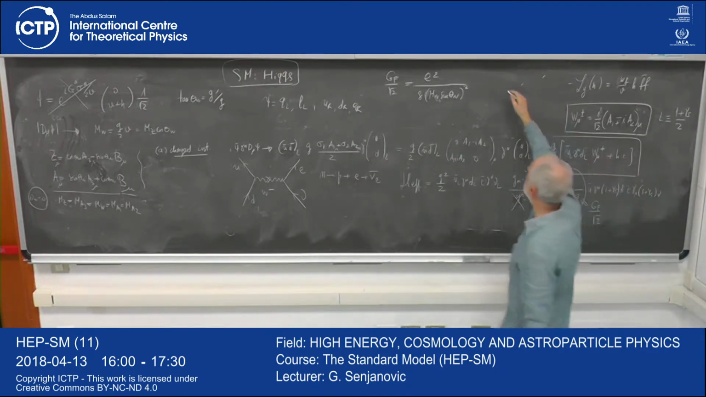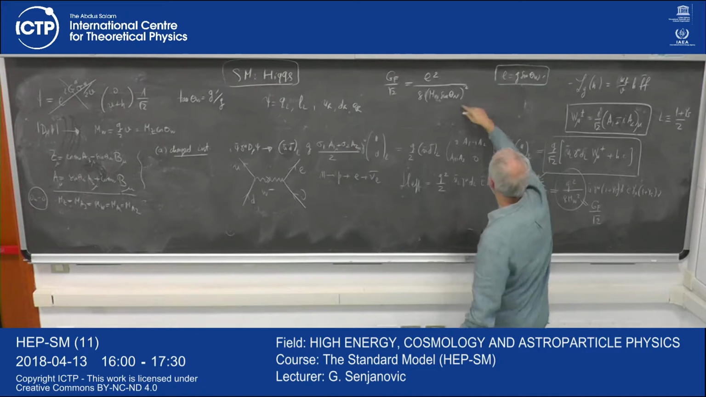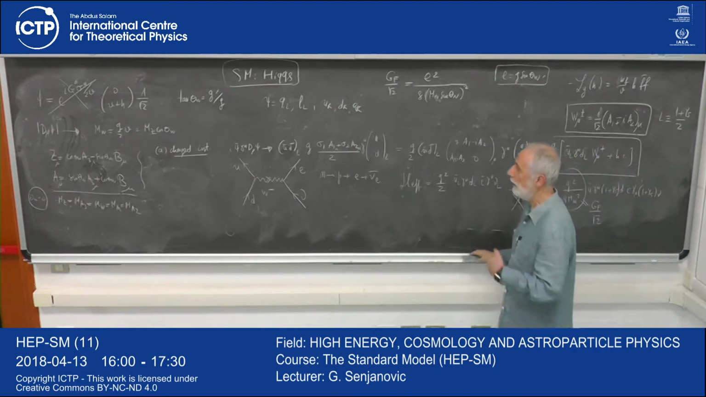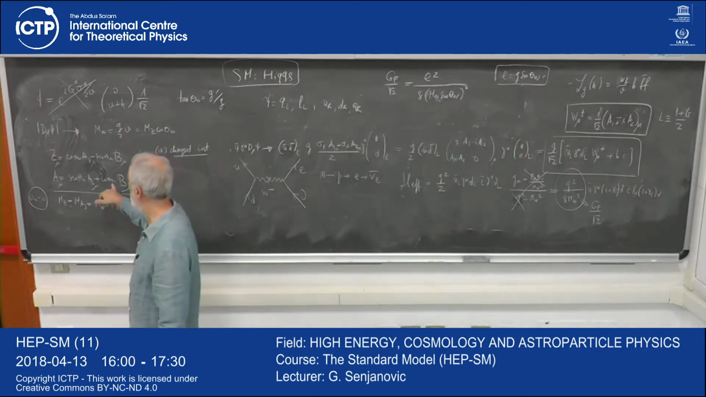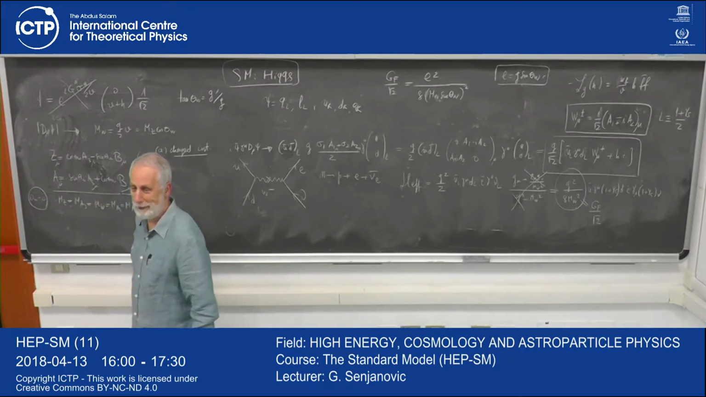I'm using the fact that E is G sine theta W. Let's keep this here, let's rederive this. Okay, that was some time ago, you may have forgotten. Because what I have to do now, I have to check that the neutron interactions will produce correctly the photon. But we can say even the Z boson, we know the Z boson properties, okay.